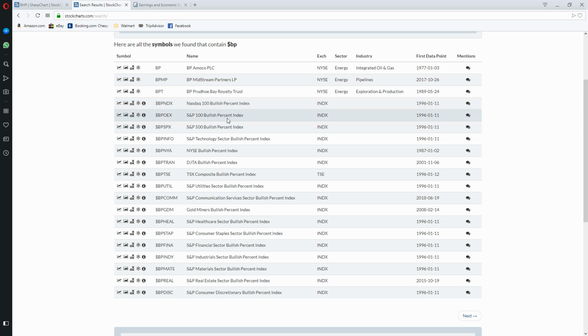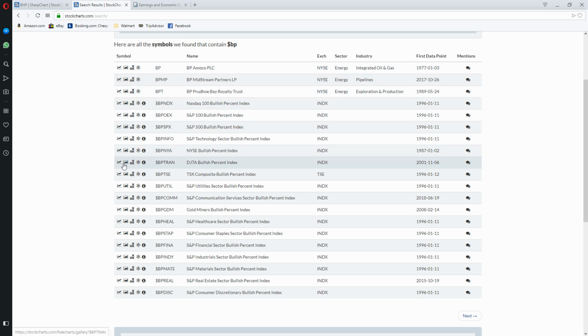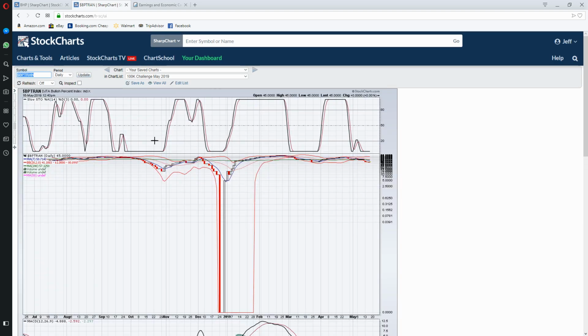We can look at the S&P 100. We can look at the technology sector. We can look at the New York Stock Exchange, the Dow Jones Transportation Average. We can look at the utility sector, the gold miner sector, the healthcare sector, consumer staples, financials, industrials. We can look at different sectors and see how they are moving and adjusting, and whether we're talking about new bullish signals emerging or some sort of bearish signal emerging.